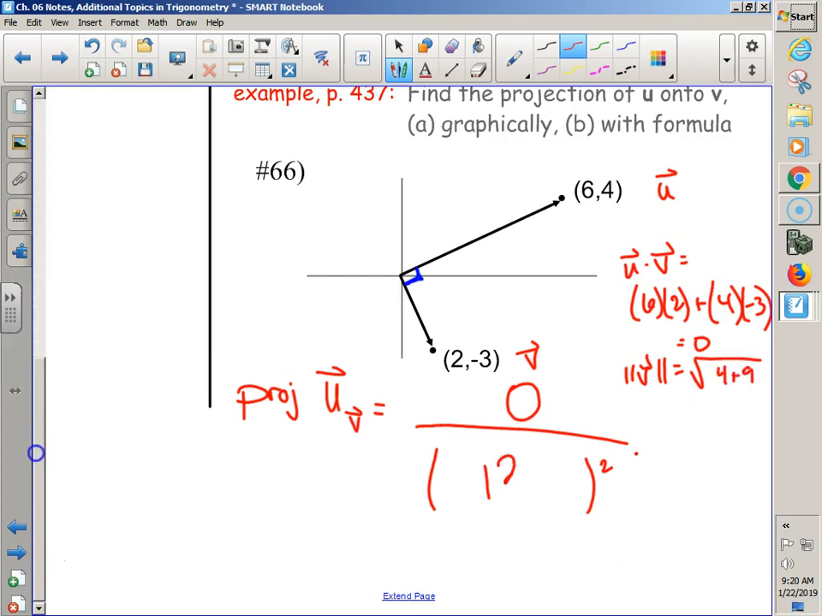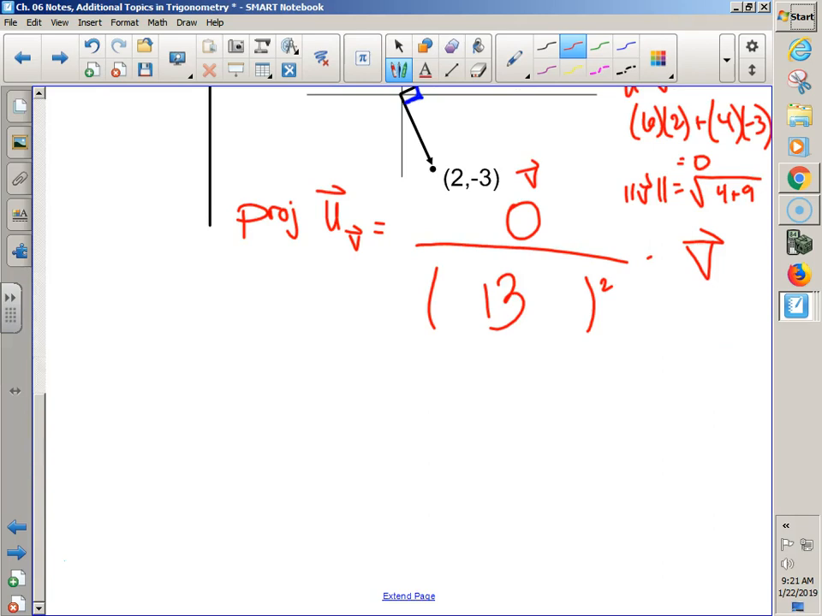Okay, which would be 13. And then what do we multiply the dot product of u dot v over the magnitude of v squared times? Is it vector v? Vector v. So if you realize, this one's actually ending in a new vector.